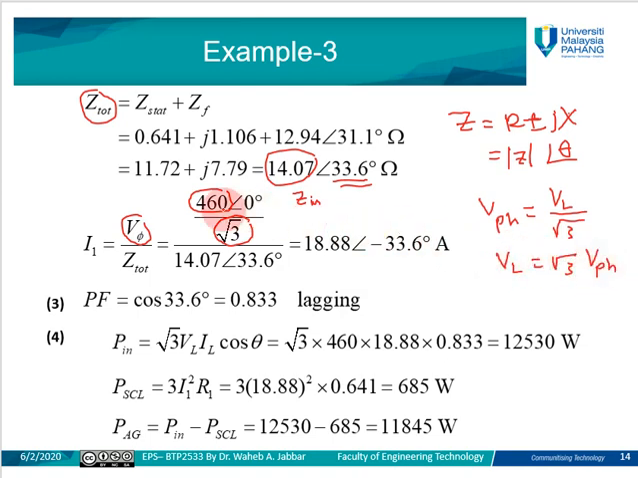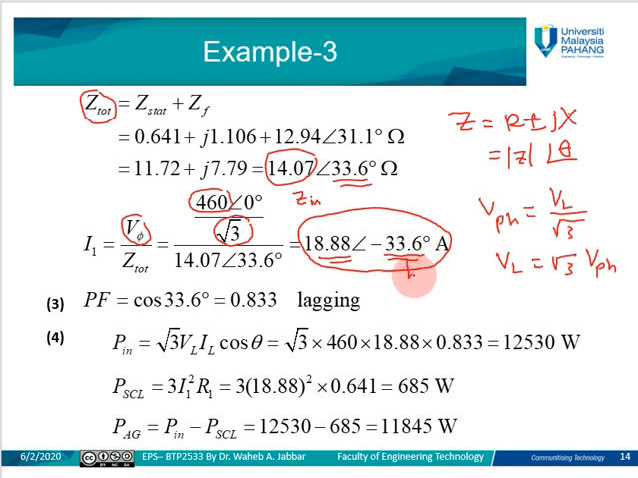Okay, so since we are focused on the phase, we need to divide the given voltage, which is 460 with an angle of 0 for the voltage, over root 3, divided by Z total, or Z input here, which is 14.07 with the angle of 33. So this will be the value of the input current, or the stator current. The magnitude is 18.8, and the angle is negative 33.6.